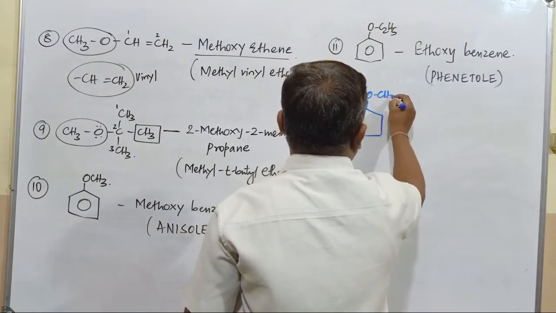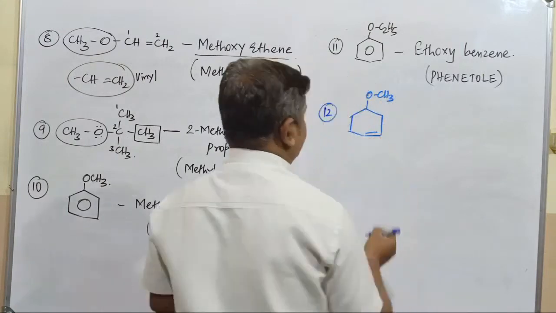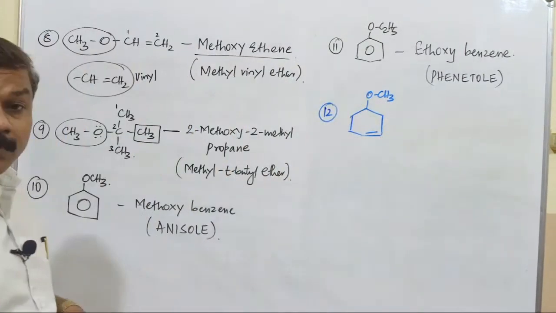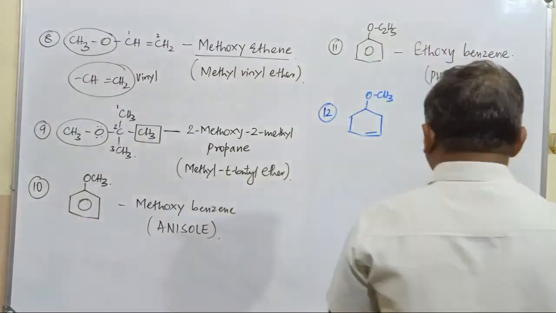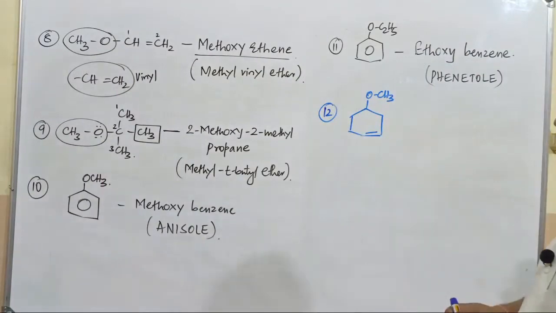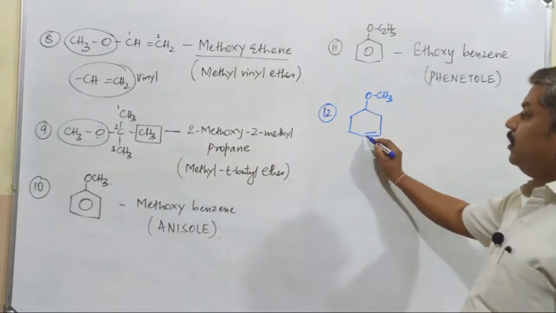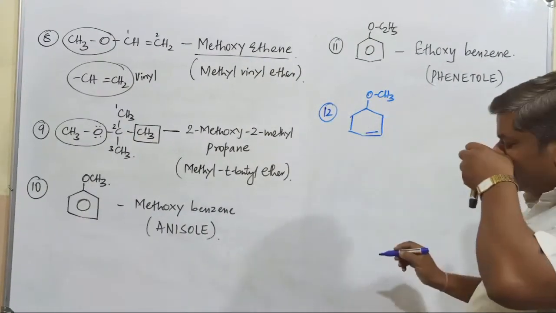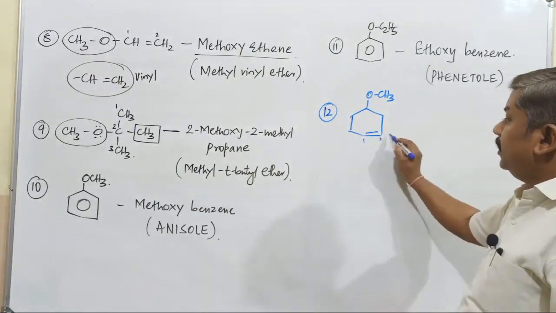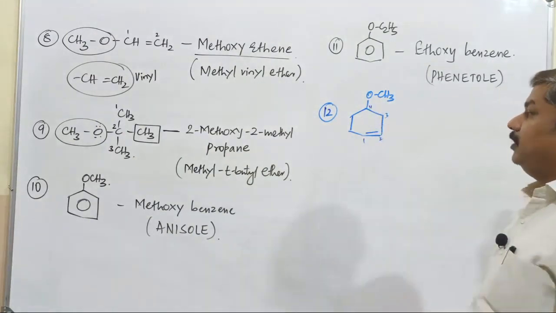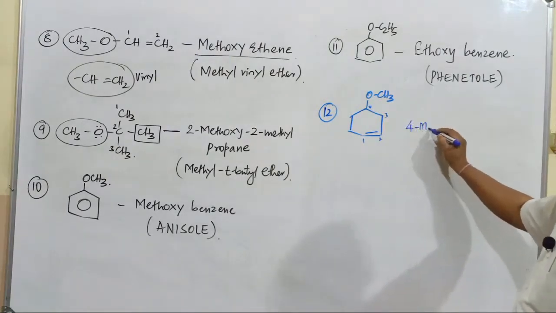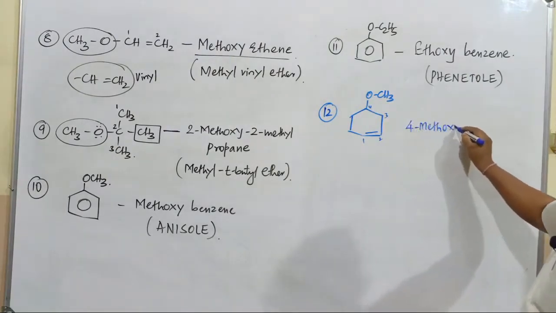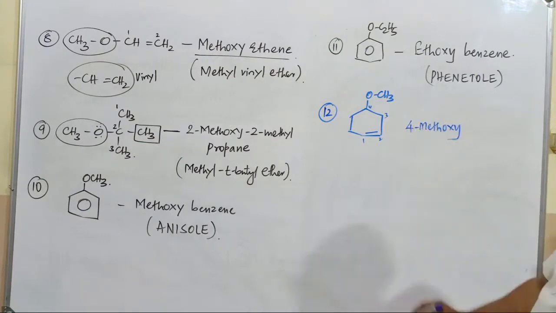This is OCH3 and a double bond here. It's an ether compound. It's not an aromatic ether. Totally it is a cyclic ether compound. What is the IUPAC name of this compound? This should be number 1, between the double bond and the ether functional group. This is number 1, number 2, number 3, number 4. On the fourth carbon atom there is a methoxy group, so I'll write 4-methoxy.